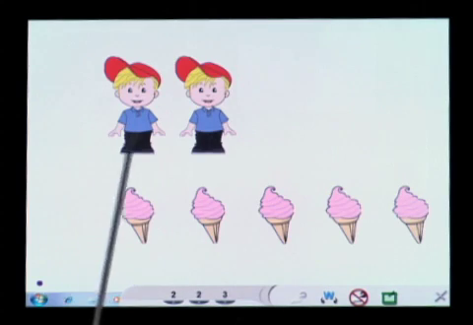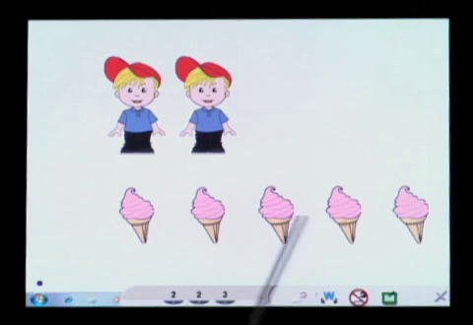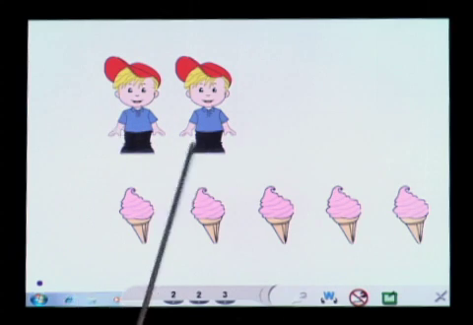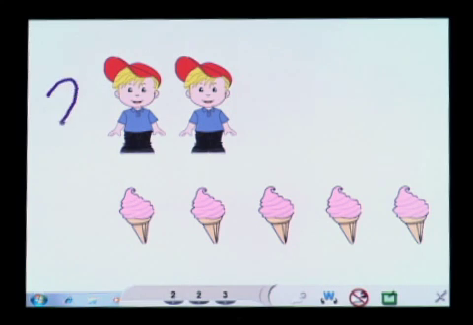Here we have a group of boys and a group of ice cream cones. How many boys and how many ice cream cones do you see? Well, let's count. There are 1, 2 boys. So there are 2 boys. Now, how many ice cream cones are there? We have 1, 2, 3, 4, 5. So there are 5 ice cream cones.